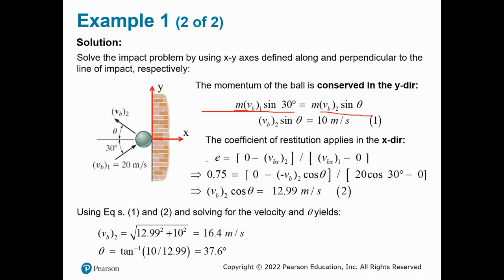Plug in the equation for the coefficient of restitution. We get an expression for VB2 cosine theta, in other words, the x component. Using this, we get the expression for the x component of the VB. Now putting this together, we have the y component of the VB2 and the x component of the VB2. We can figure out what the VB overall is. Using that, we can also calculate the angle theta. If I know the x value and the y value, I know the angle between them.